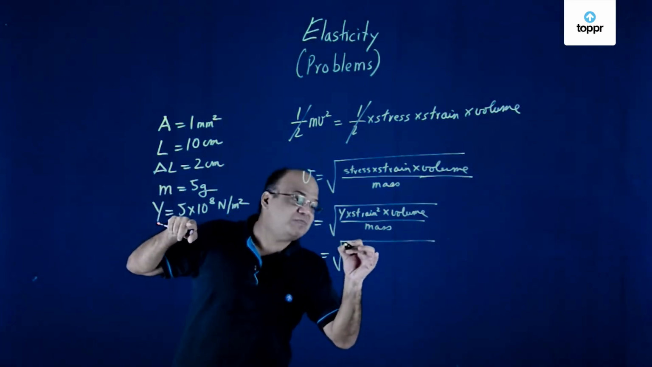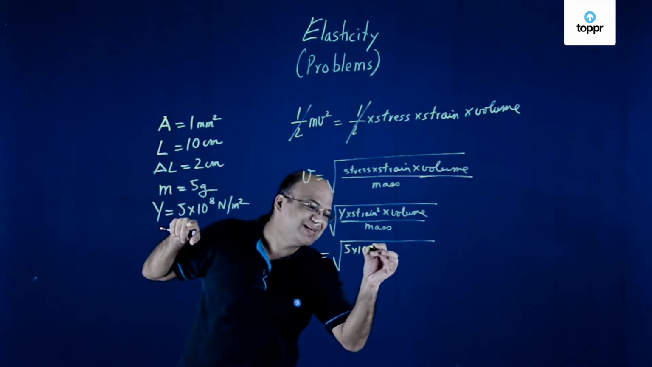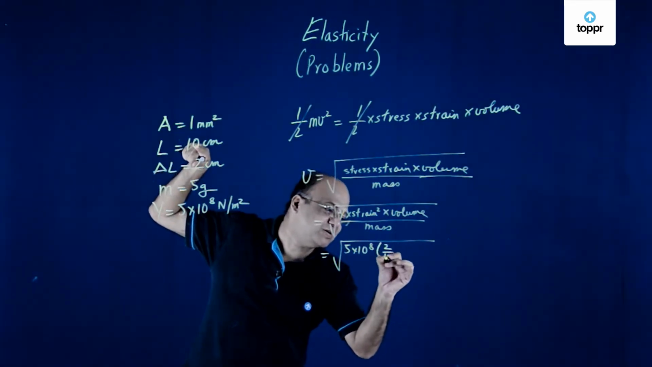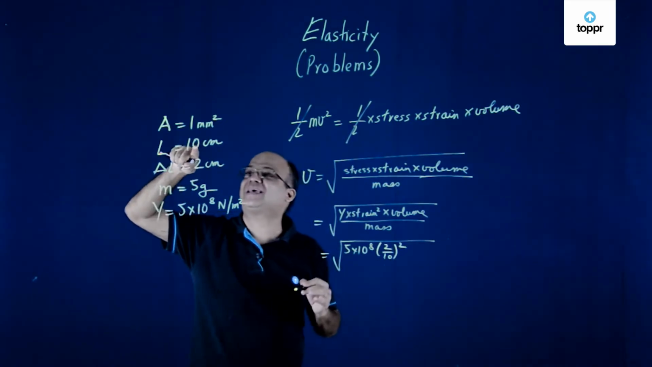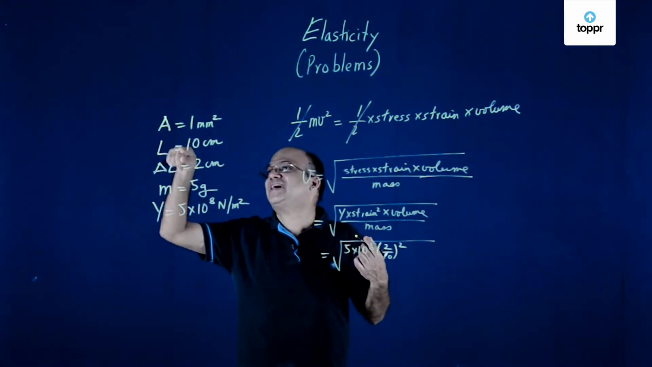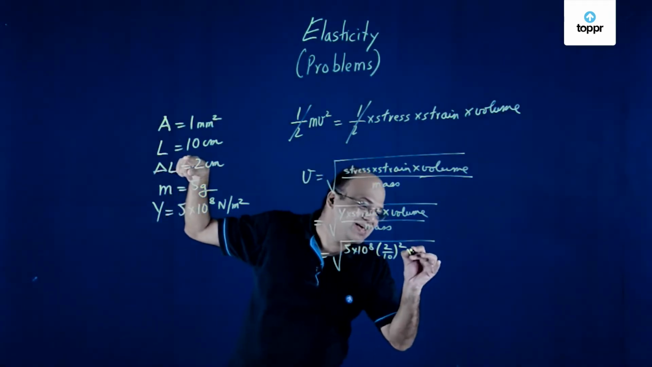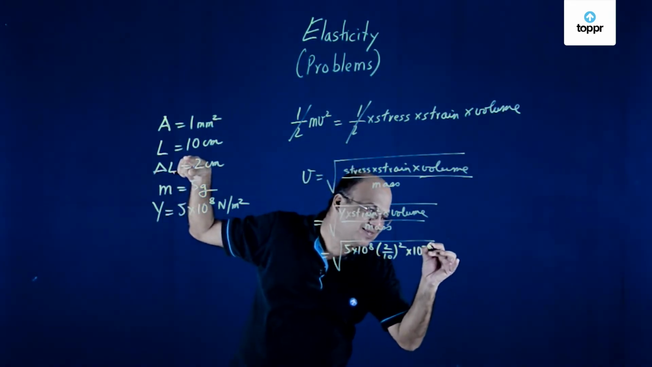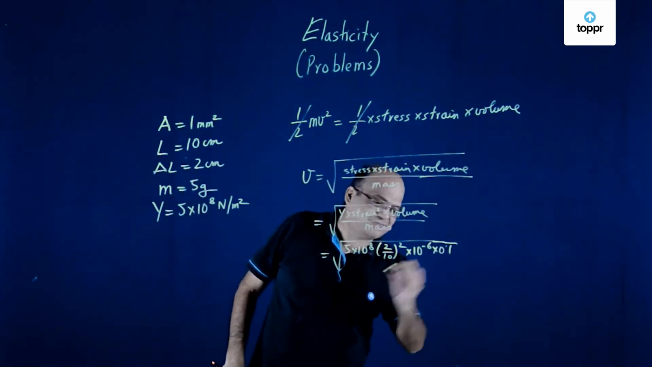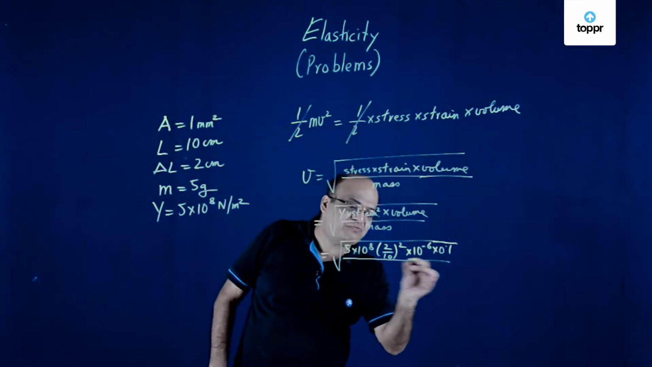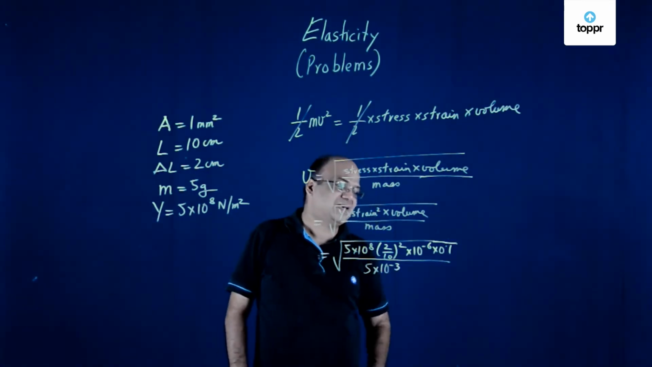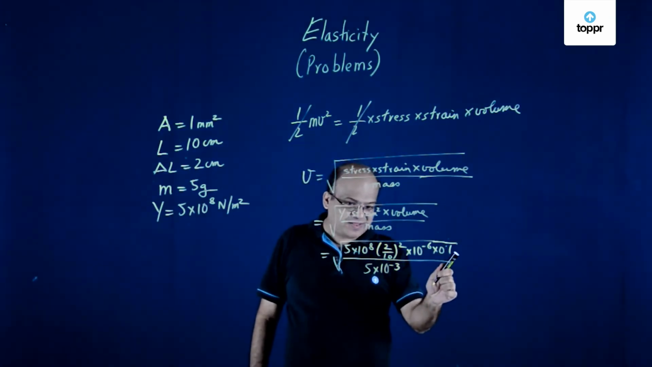So Y is 5 into 10 to the power 8. Strain is change in length by original length, 2 by 10. So dividing, no need to change units. And volume is area into length. Area is 10 to the power minus 6. Length is 10 centimeter, that is 0.1 meter. Divided by mass, which is 5 grams, so 5 into 10 to the power minus 3. So this will give us 10 to the power minus 7.